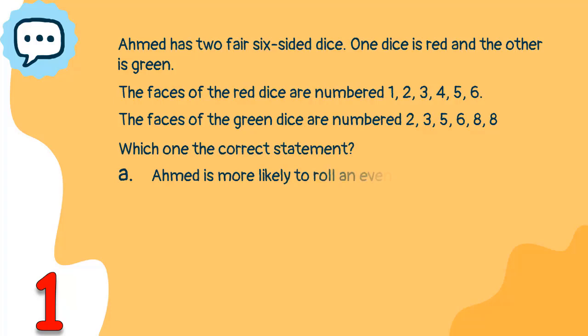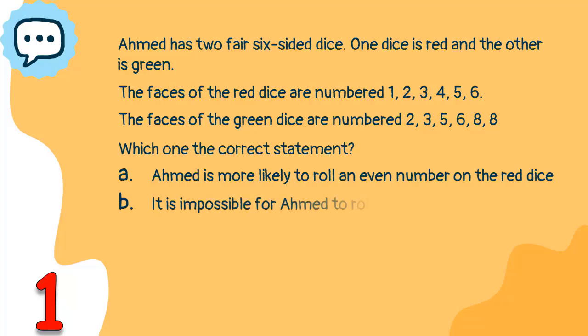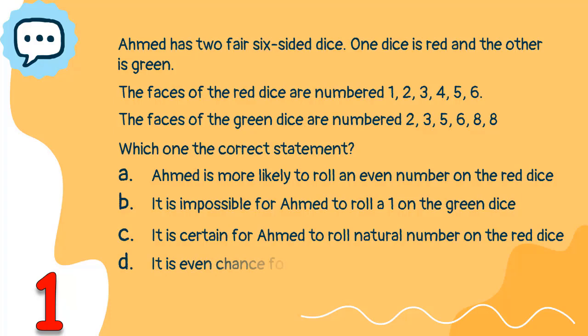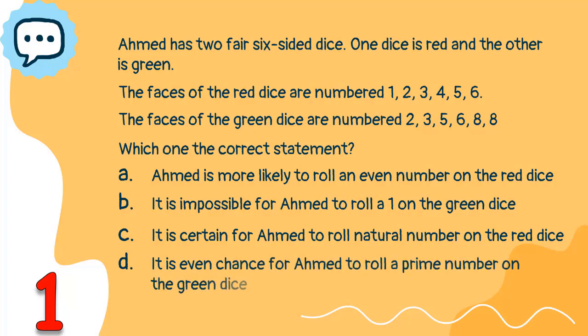A. Ahmed is more likely to roll an even number on the red dice. B. It is impossible for Ahmed to roll a 1 on the green dice. C. It is certain for Ahmed to roll a natural number on the red dice. D. It is even chance for Ahmed to roll a prime number on the green dice.